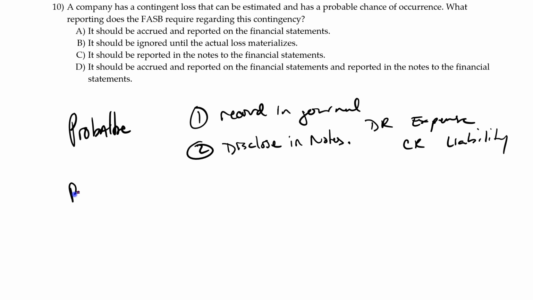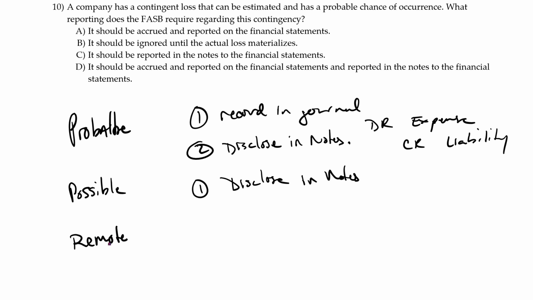If it is just possible, it's possible this would become a real actual liability, then we only do one thing, and that is we disclose in the notes. So again, the notes of the financial statements supplement the four financial statements and tell our investors and creditors many details about our company. It would include that. And then, of course, the third one we classify as remote.